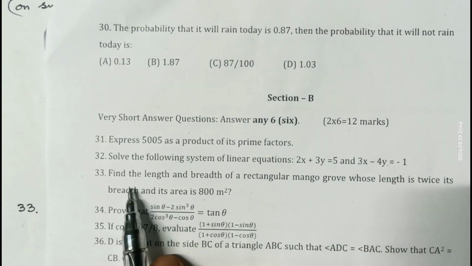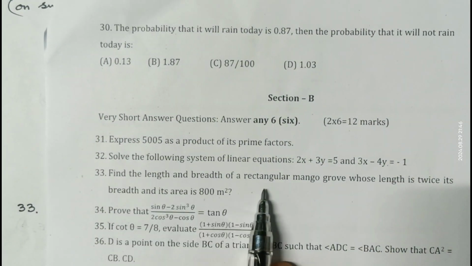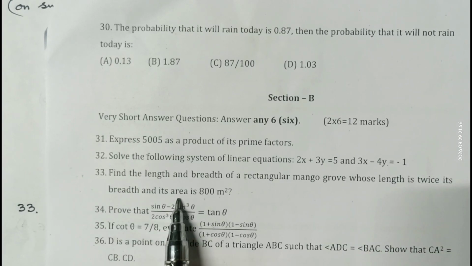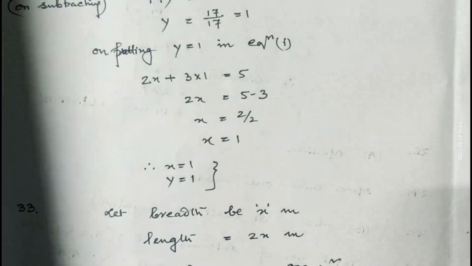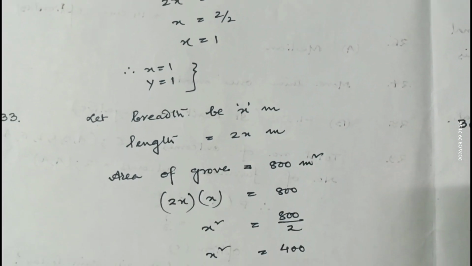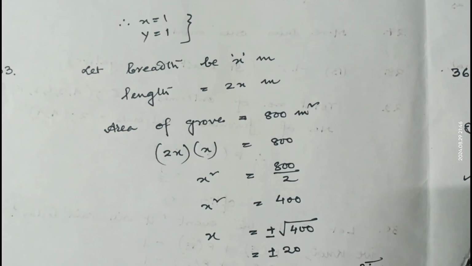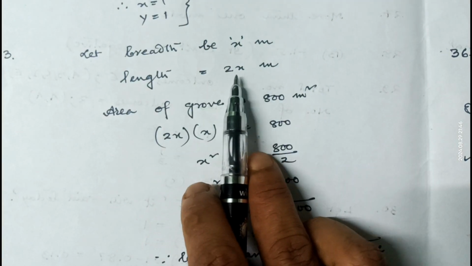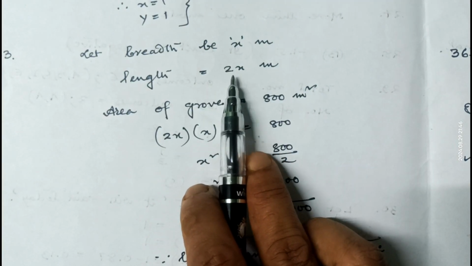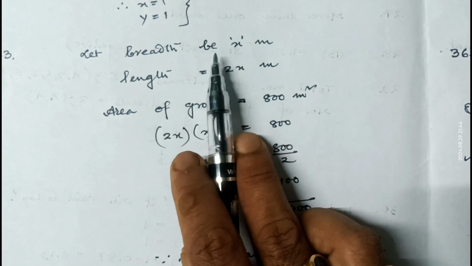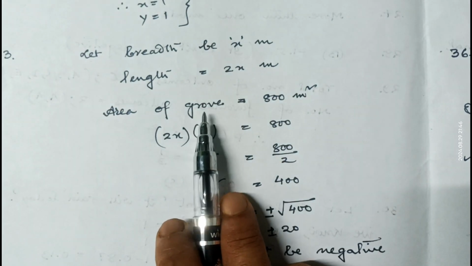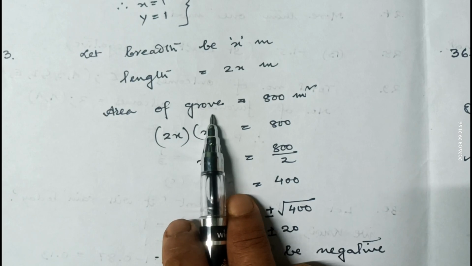Next question, that is question number 33. It is given that find the length and breadth of a rectangular mango grove whose length is twice its breadth and its area is 800 meters square. In the question it is given that length is twice its breadth. So if we take breadth equals x, then length will be twice x, because in the question only it is mentioned that length is twice its breadth. Now it is given that area of the rectangular grove is 800 meters square.